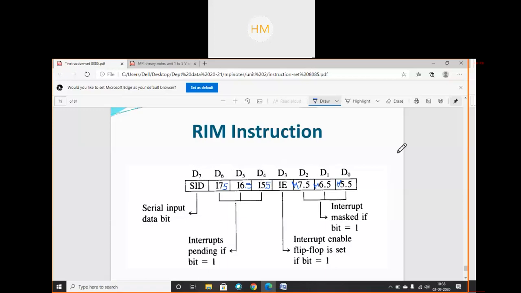Okay, so this is my RIM instruction. So if I give you an example, everyone has drawn this. Have you drawn this in your copy? We will simplify one numerical actually.